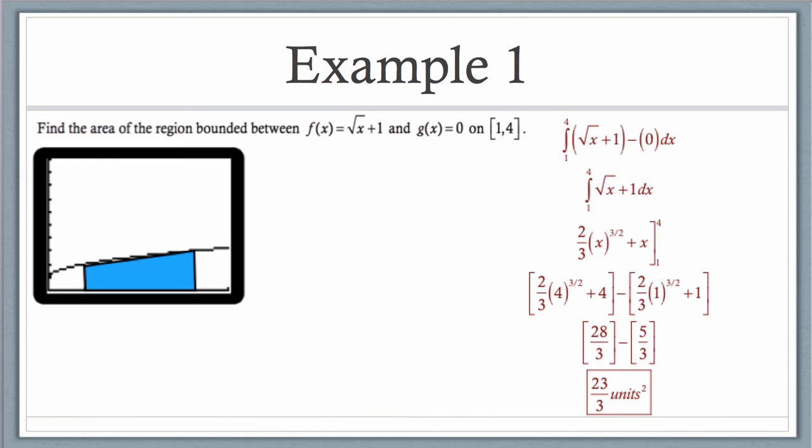So we have that the area of the region bounded between these two functions, the square root of x plus 1 and 0, is 23/3 units squared.